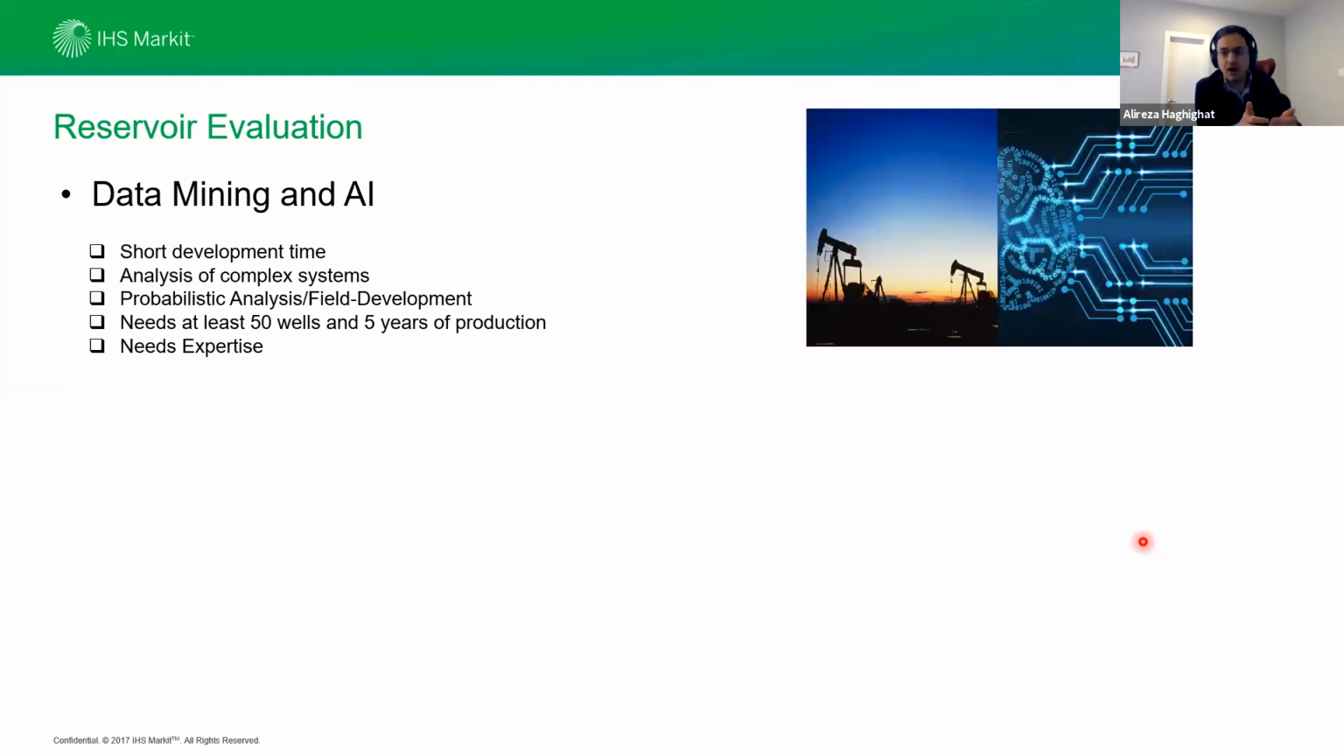If you are dealing with unconventional regions that typically show a lot of complexity in nature, you can model them with machine learning. You can perform probabilistic study. You can perform what-if analysis. However, as I mentioned, you need to have enough data. You need to have at least 50 wells with decent amount of production history, so you can train some data-driven models and then evaluate your asset.